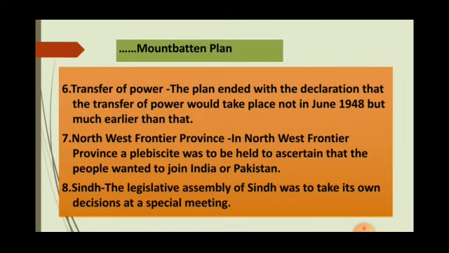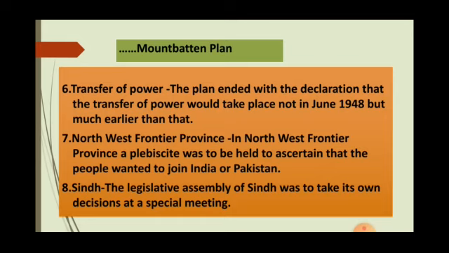The next provision, transfer of power. The Mountbatten Plan ended with the declaration that the transfer of power would take place not in June 1948 but much earlier than that. So the Mountbatten Plan promised that the transfer of power will not be in June 1948. It will be earlier, that means in 1947 itself the power will be transferred.